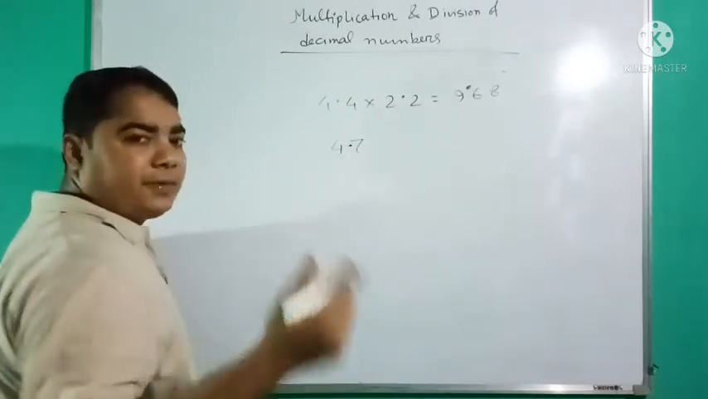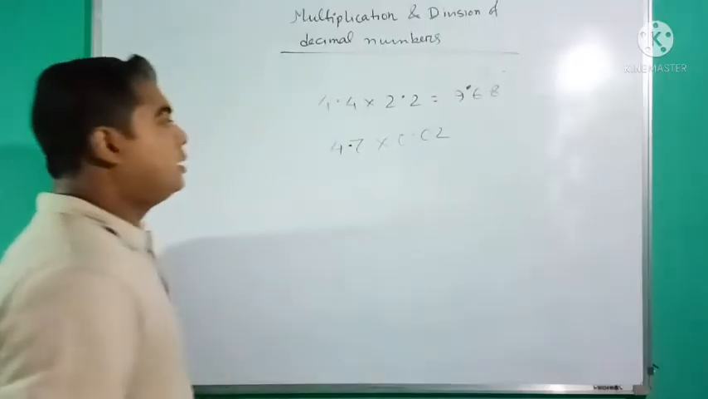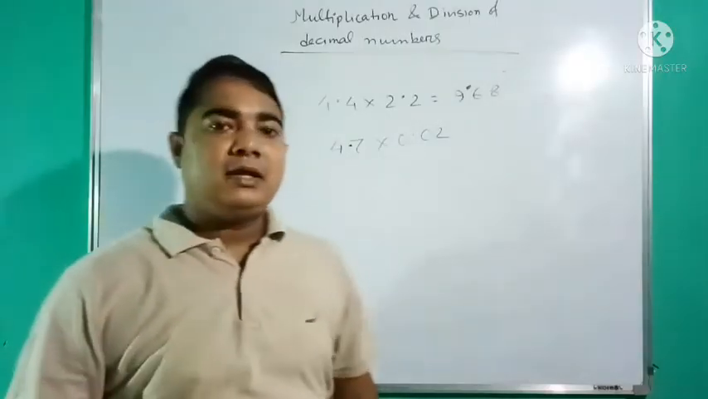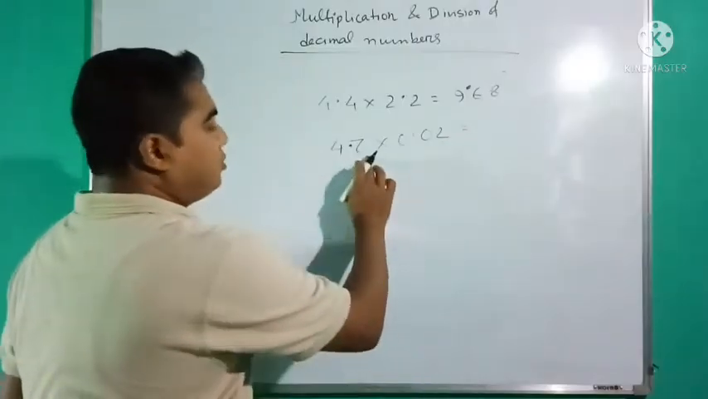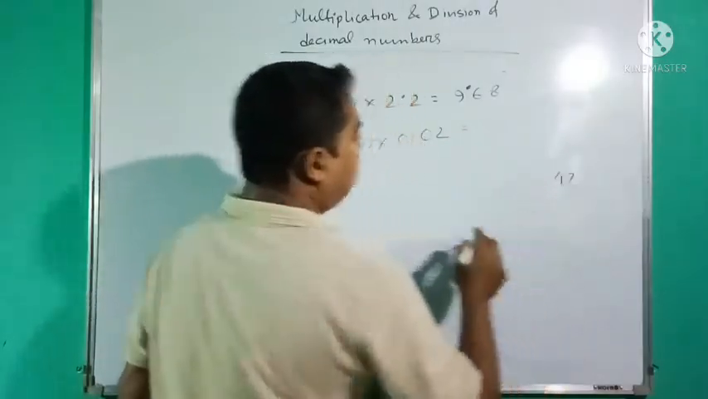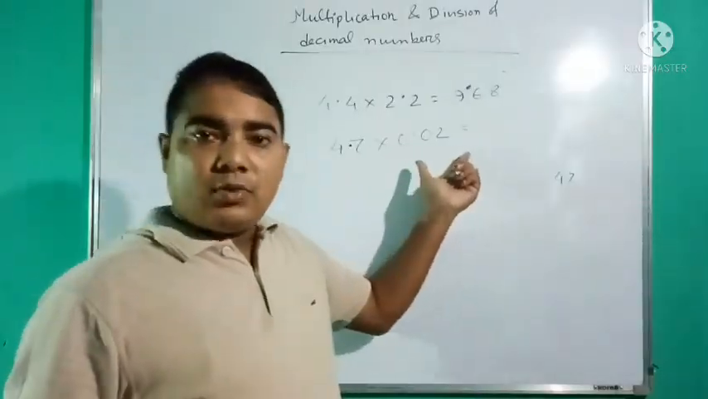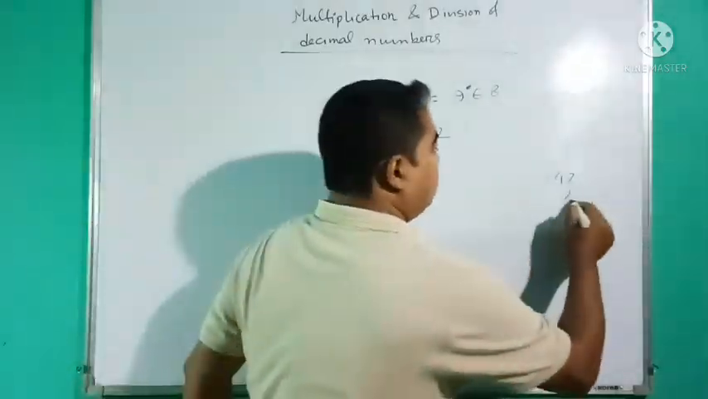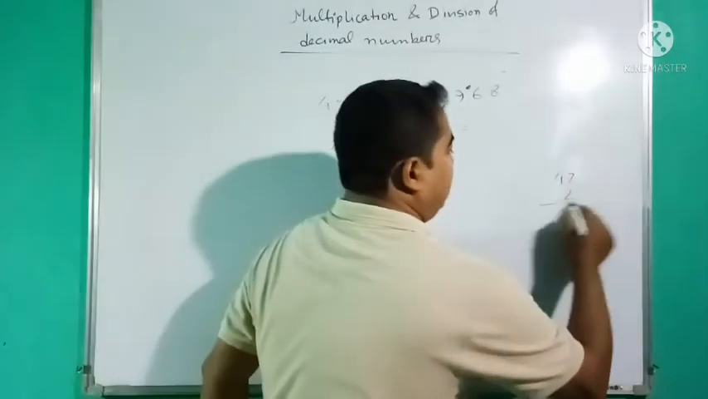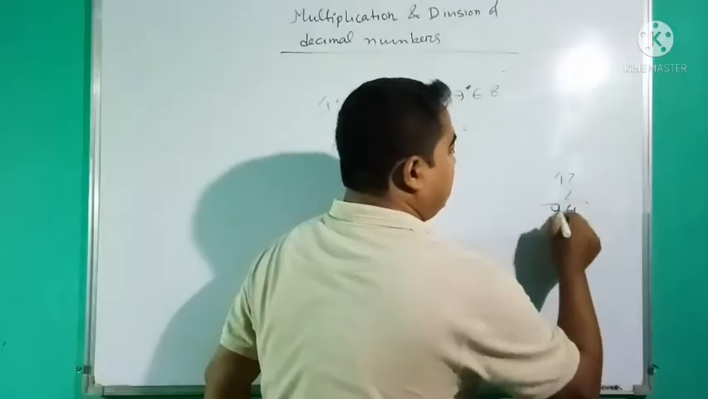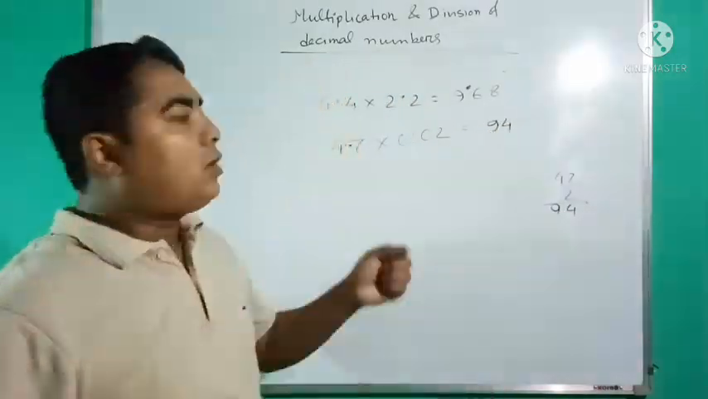4.7 multiplied by 0.02. Then see, this one we can read as 47 without decimal. This one without decimal, we can say as 2, since 002 means 2. Then multiply. 2 sevens are 14, 2 fours are 8, plus 1 is 9. I got the answer 94.